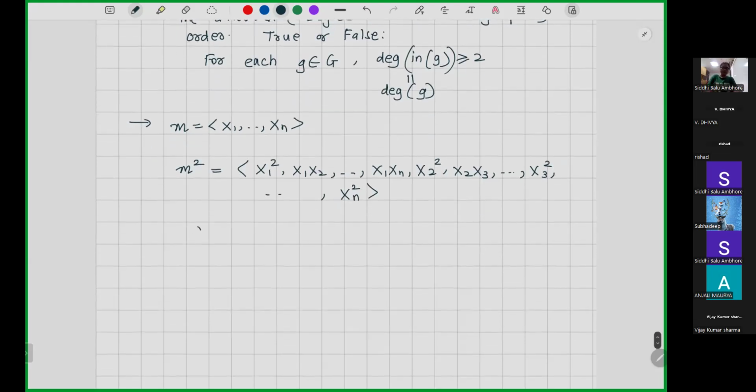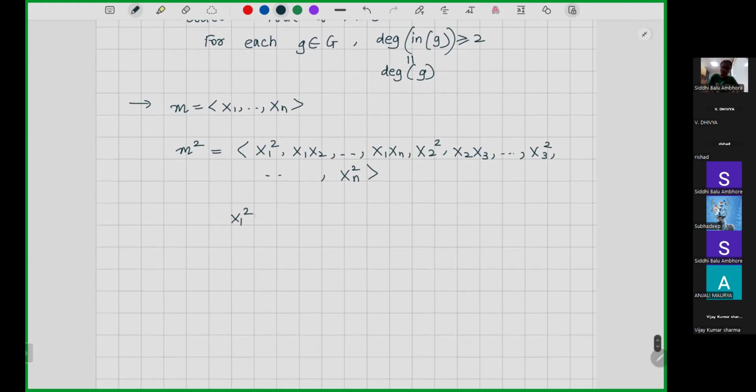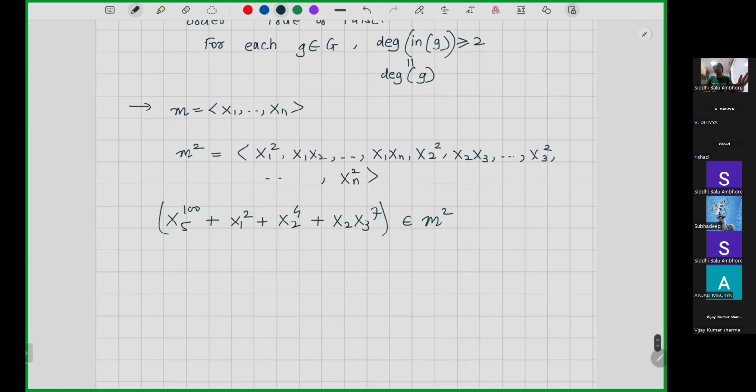And when I take this f1 or this fi, it could be anything. It is a polynomial in this ideal. It could very well be x1 square plus x2 power 4 plus x2 x3 power 7, or here let me write x5 power 100. Doesn't matter. It is just any polynomial from this ideal M square. So we are choosing such m polynomials.